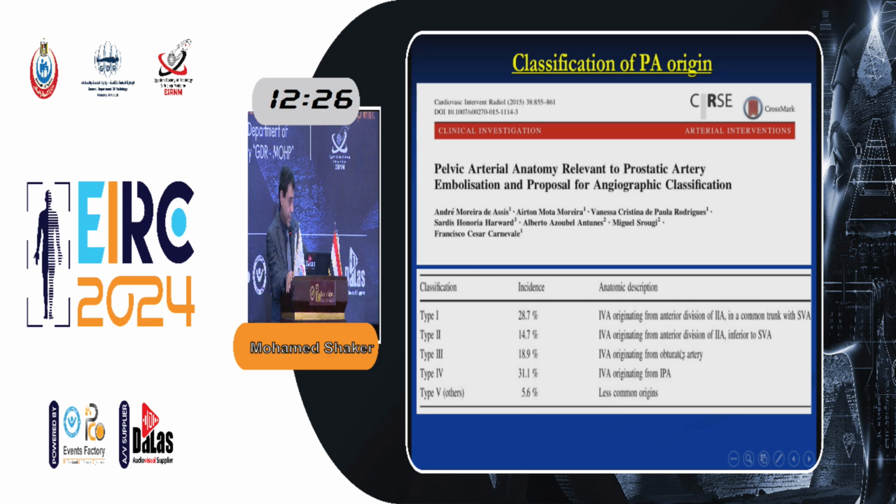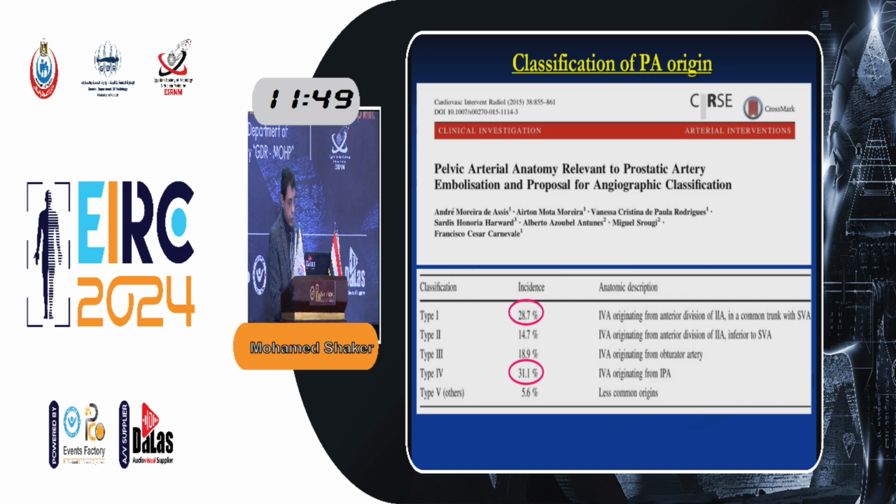According to Carnevali et al., Carnevali is the other man who invented this technique at the same time as Pisco, Pisco from Portugal and Carnevali from Brazil, he put this classification for the origin of the prostatic artery and classified the origin into 5 categories. Category 1, originating from the superior vesical artery. Category 2, from the main trunk of the anterior division of the internal iliac artery. Category 3, from the obturator artery. Category 4, from the internal pudendal artery. And category 5, from any other branch, even sometimes from the external iliac artery, as we will see.